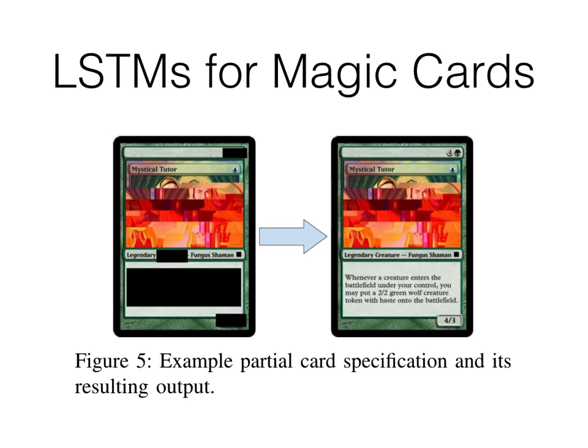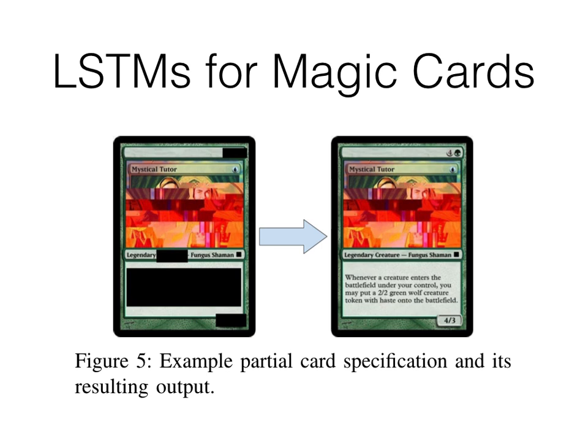So we trained it on a large data set of magic cards, including the text describing the effect of the card, the mana cost, the attack and defense value, and so on. In this case, we fed the mystical tutor, as it's called, with the instructions that it should be a legendary card and it should be a fungus shaman. And what comes out is a creature which has the following description.